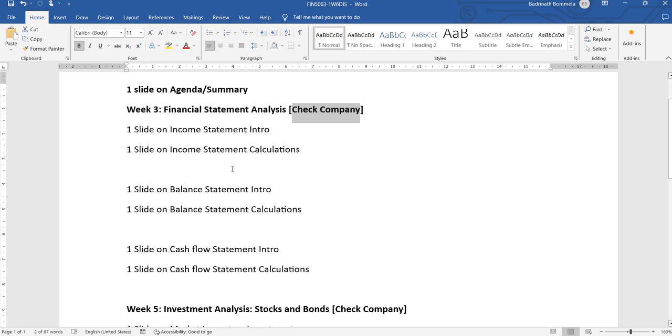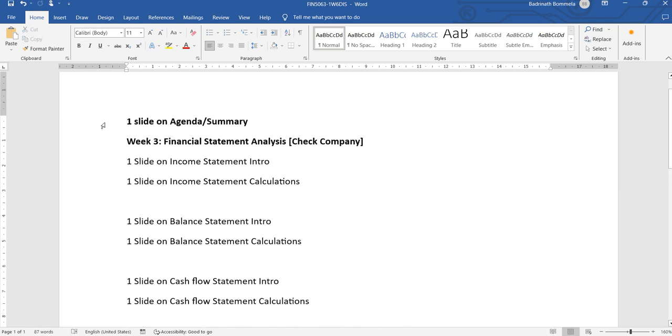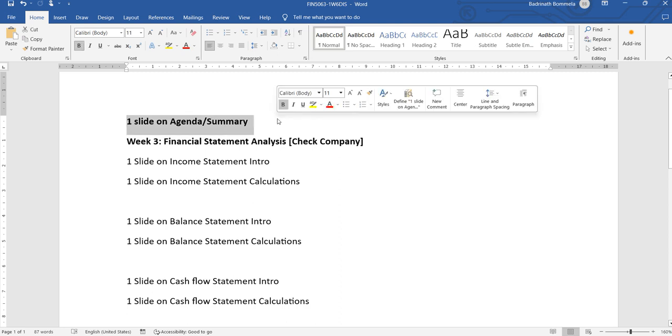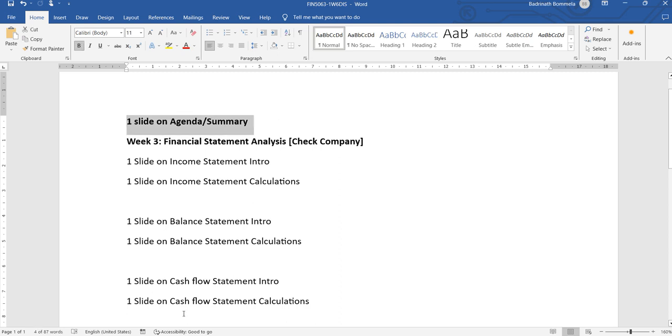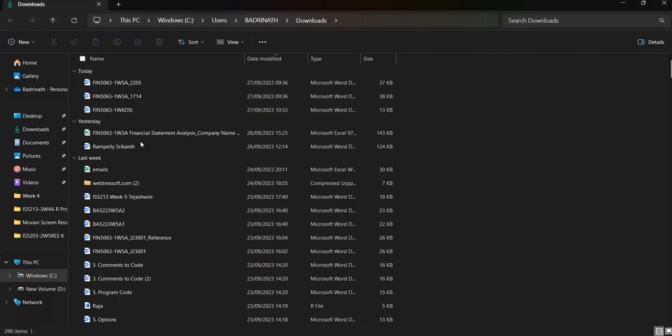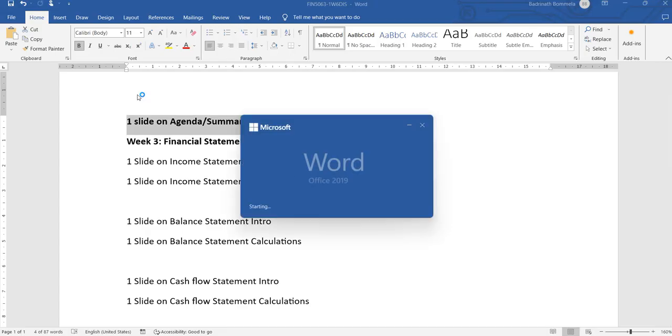So the content is already written. What we do is provide, as the first slide, the agenda of the present PowerPoint presentation. What we are going to do as a part of this presentation should be mentioned in one slide. After completing that, you start working on financial statement analysis. For that, open the week 3 work.